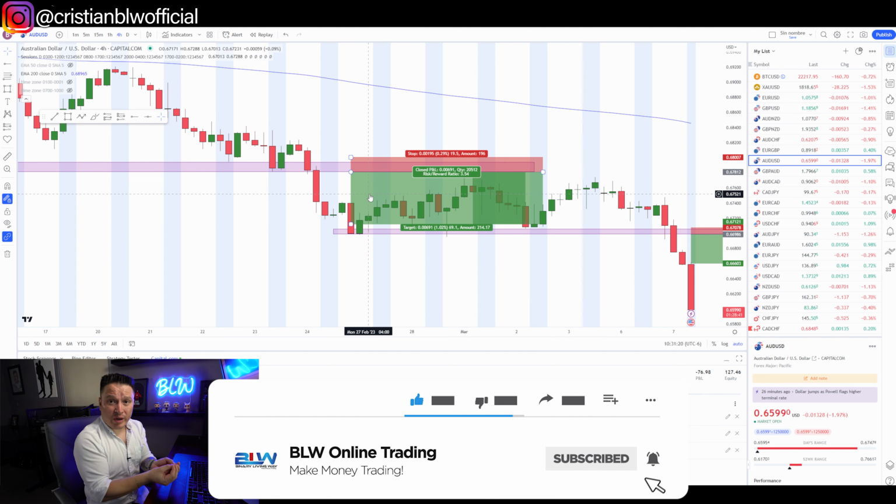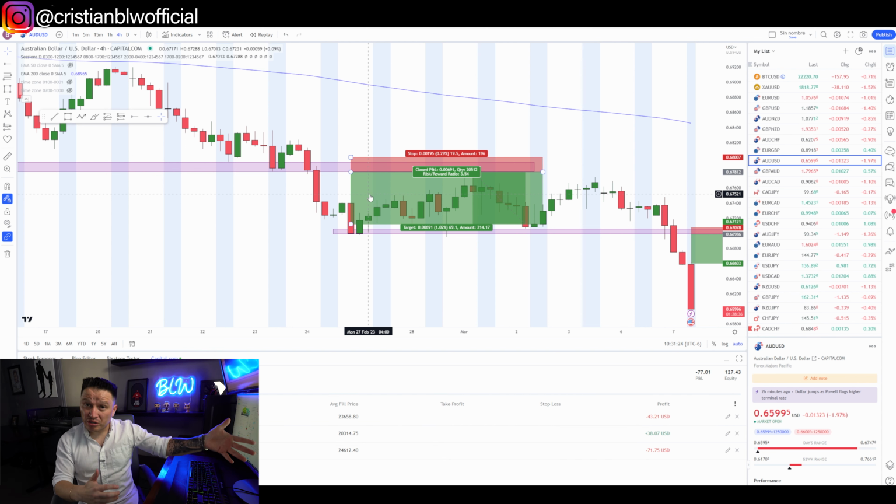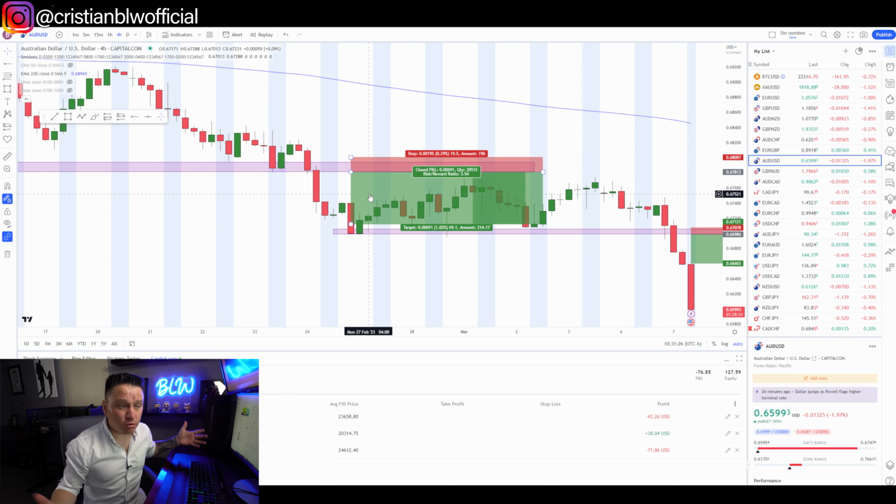When you master the strategy, you identify points where, hey, you know what? This looks like a point where a bunch of institutions and retail traders are going to place their pending orders. So that's where I'm going. Hopefully that makes sense.